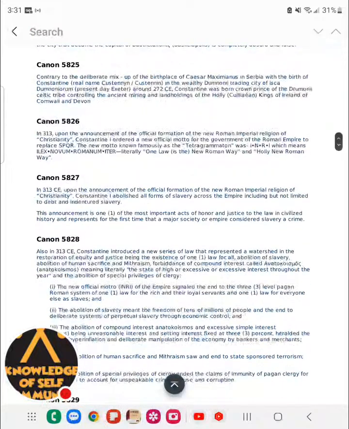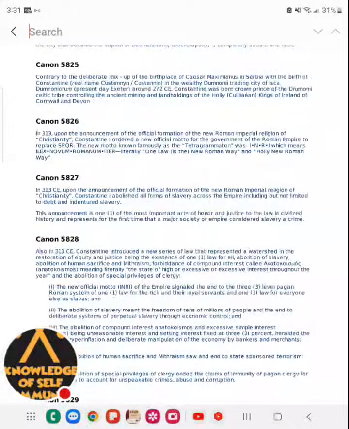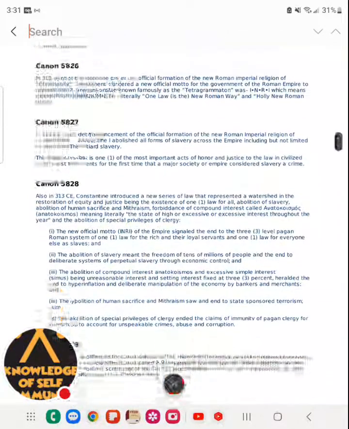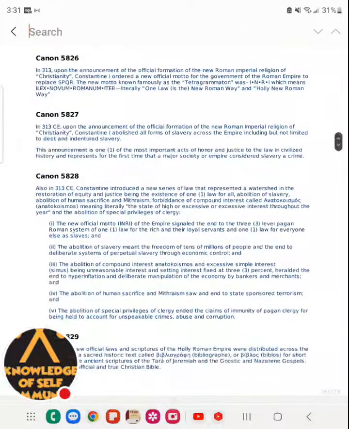Move forward. Canon 58 and 313. Upon the announcement of the official formation of the new Roman imperial religion of Christianity, Constantine I ordered a new official model for the government of the Roman Empire. You catch that? That was 313. The new imperial religion of Christianity, Constantine I, ordered a new official model for the government of the Roman Empire to replace SPQR that we studied in the last video.